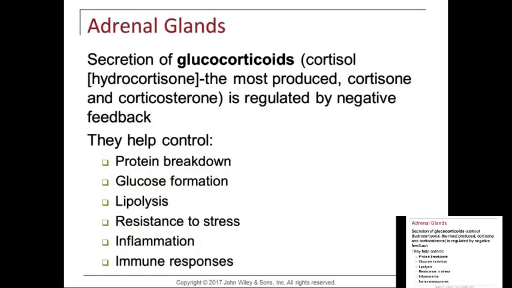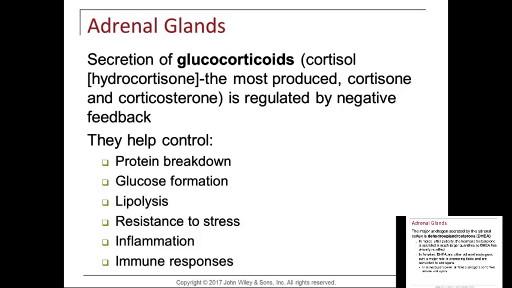The adrenal gland secretes glucocorticoids: cortisol, or hydrocortisone. That's the most produced. Then you got cortisone and corticosterone. That's going to help to control protein breakdown, glucose formation, lipolysis, which is fat cell breakdown, and resistance to stress. It's involved with inflammation and the immune response.